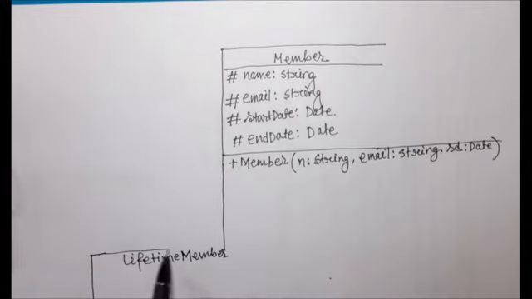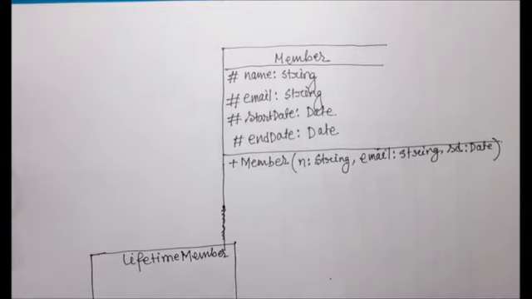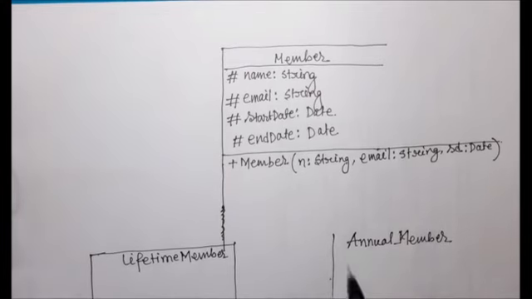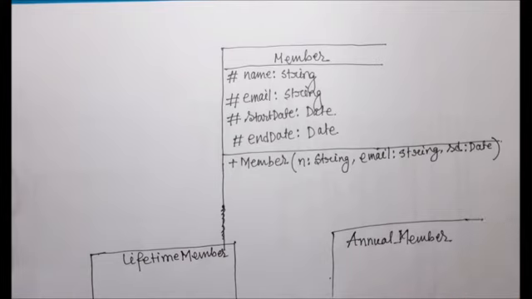Okay, lifetime member. So this is my class. Let me complete this one here also. And we have another class, for example annual member. So we have two derived classes of my member class. One is the lifetime member class and the other is annual member.